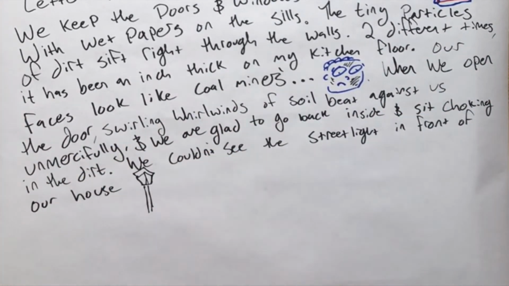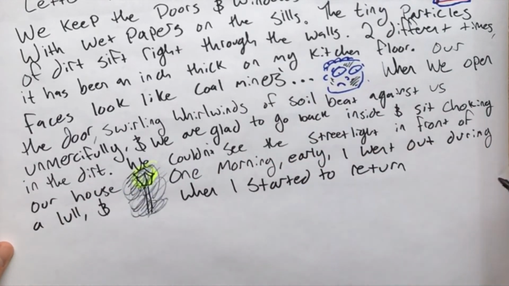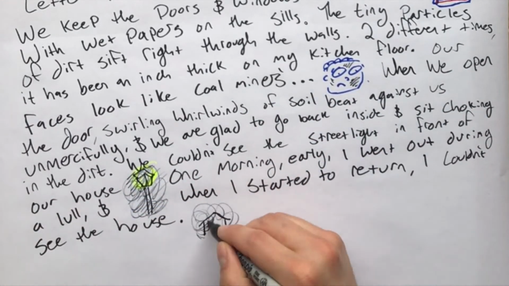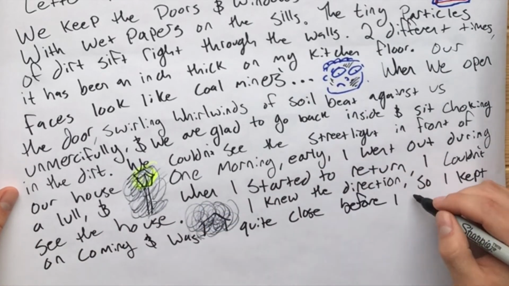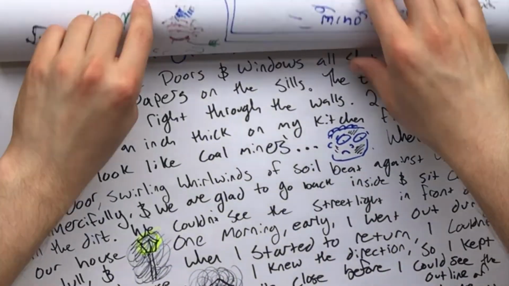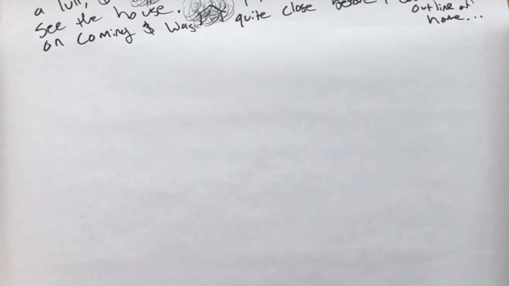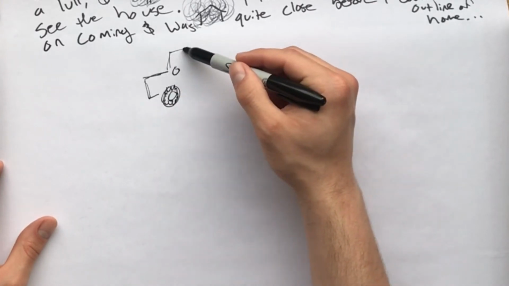We couldn't see the streetlight just in front of our house. One morning, early, I went out during a lull, and when I started to return, I couldn't see the house. I knew the direction, so I kept on coming, and was quite close before I could even see the outline. There were examples of people who were caught in these dust storms and died after getting lost with no visibility. And still others became sick with what was called Dust Bowl pneumonia, which is when people contracted pneumonia from getting so much dirt in their lungs.